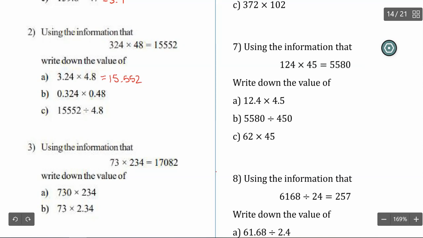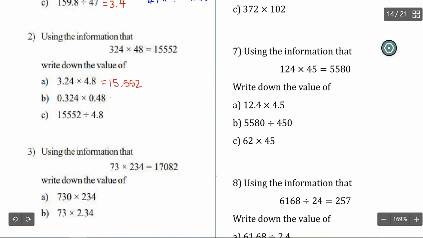Okay, next one. From the question, the decimal point has moved 3 times to the left in this number, and it has moved twice to the left in this number to turn it into 0.48. So overall it has moved 5 times to the left, so in the answer it will also move 5 times to the left. Now that will be all the way to the end, so it will actually be in front of the 1, and if it's in front of the 1, we're going to need to add a 0 in the units column.